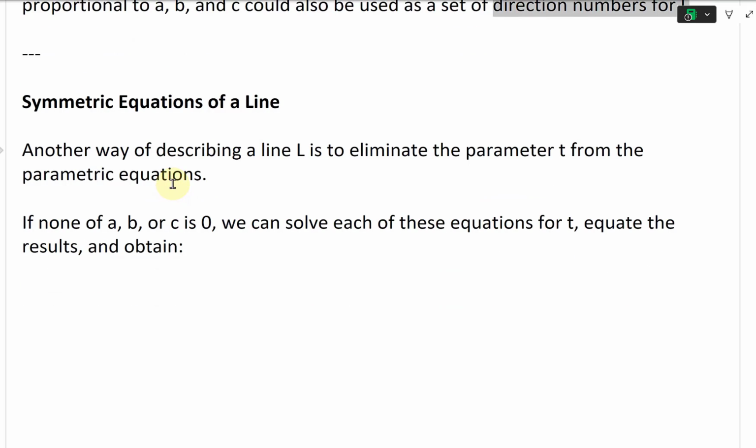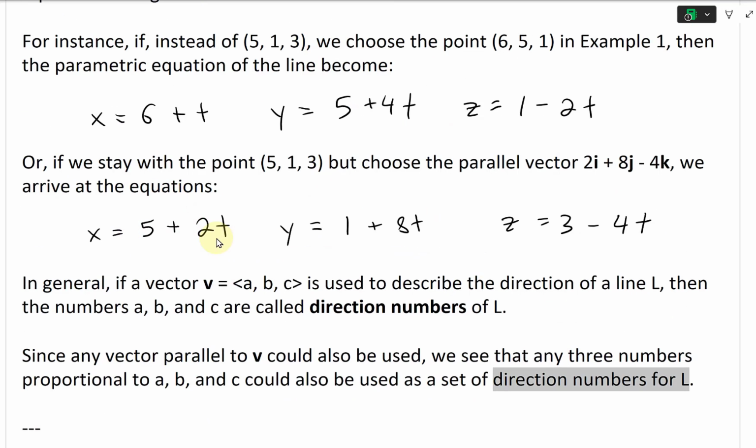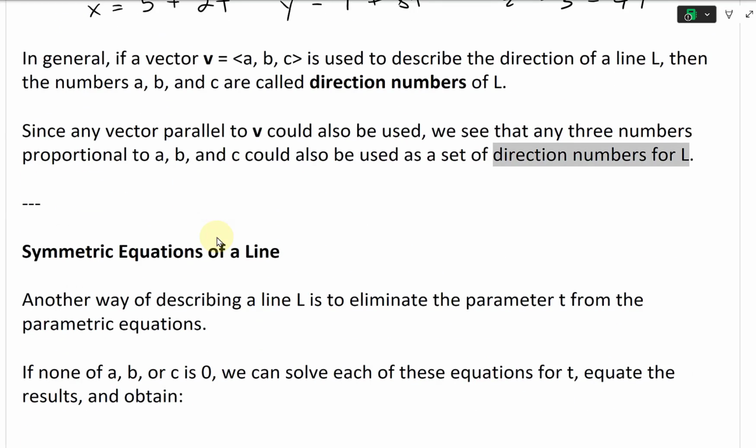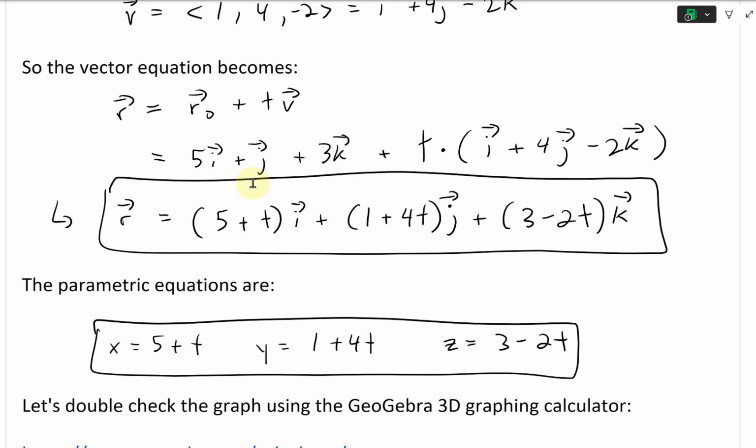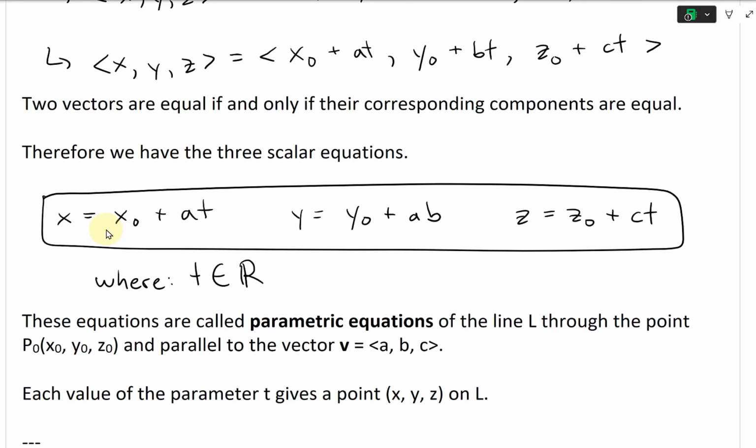All right, now let's continue further. So, symmetric equations of a line. Another way of describing a line is to eliminate the parameter t from the parametric equations. So if none of a, b, or c is 0, we can solve each of these equations for t and equate the results. What I mean by this is we can get rid of these parameters t. If we go back to our parametric equations, we have x equals x naught plus at, and y equals y naught plus bt.